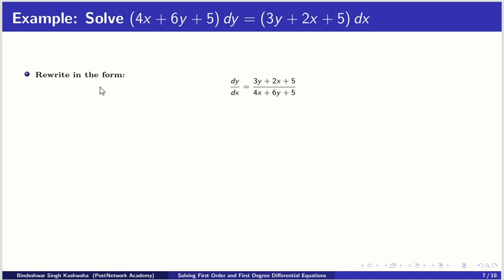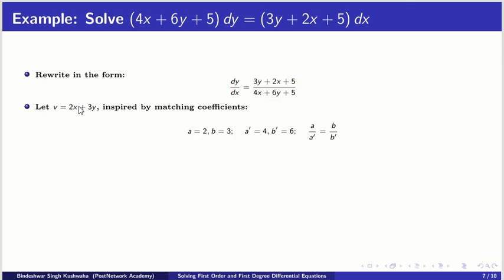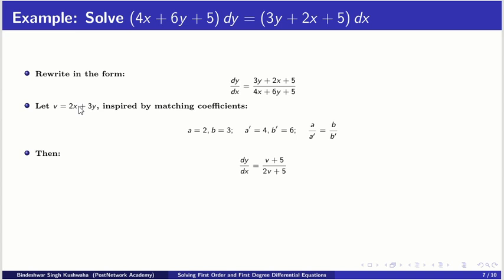Now let us see another equation. We can write the equation, basically this equation we have, and thereafter we can rewrite it in this form. Here a is equal to 2, b is equal to 3, and a upon a prime is equal to b upon b prime. So we will plug in v is equal to 2x plus 3y. If we plug it in, we will get this differential equation.